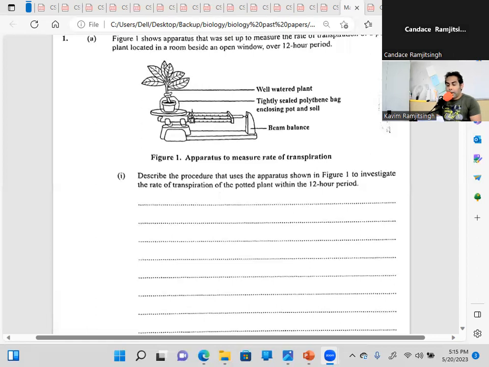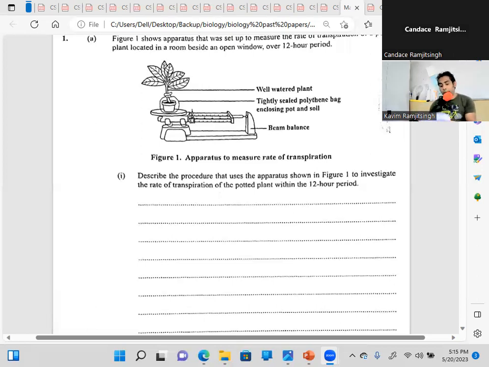And then the next part is suggest two factors that may affect the rate of transpiration of the potted plant. That would have been, Adrian gave us that, the temperature and wind activity.